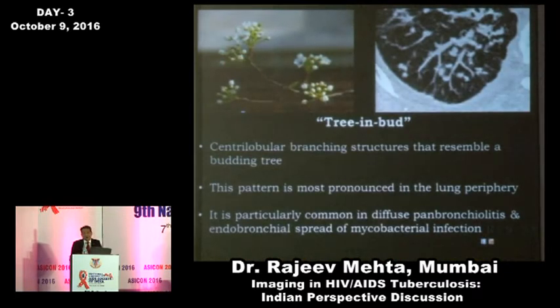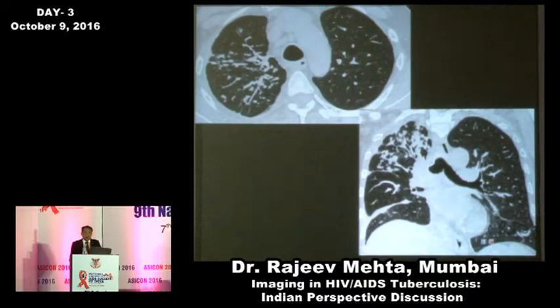Now, this is what I was talking about, the tree-in-bud appearance. It is nothing but a centrilobular branching structure that resembles a budding tree. It's very typical and is seen predominantly in the periphery of the lung fields. By and large, it suggests diffuse peribronchiolitis and endobronchial spread of mycobacterial infection. So in the Indian setting, if I see a small focal patch of consolidation associated with this kind of tree-in-bud nodules, it's pretty suggestive of tuberculosis. And there's one such example in the upper lobe.